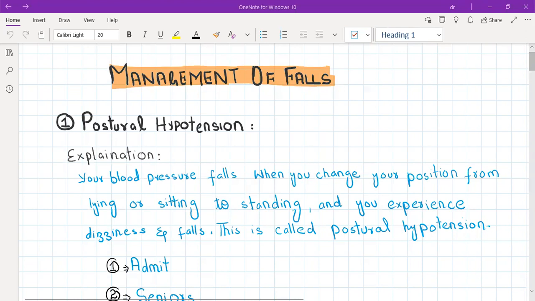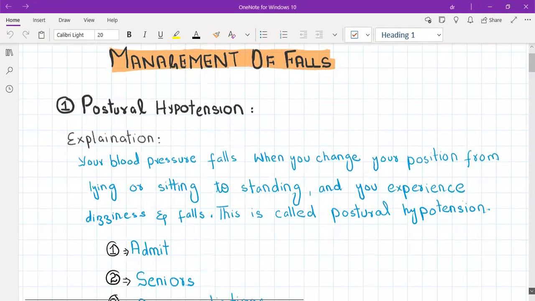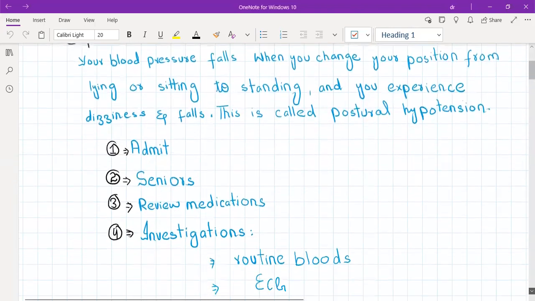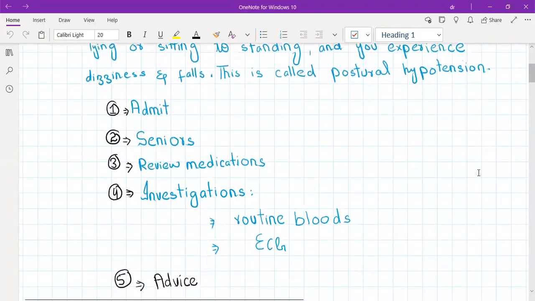Now, what we are going to do for you today is we are going to admit you. I'm going to inform my seniors about your case as well. They're going to review your medications. If the patient is hypertensive already and he's taking more than one blood pressure medication, you will tell him that we are going to review your blood pressure medication and we might change or adjust the dose.